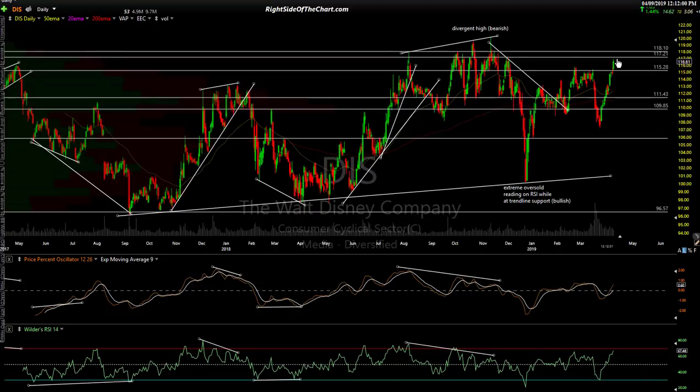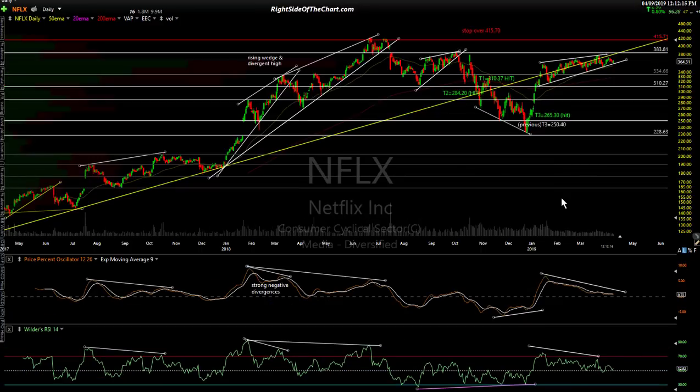Disney, can't knock this one. It looks like it's running up to new highs. There's no divergence on the RSI, potential divergence, but look at the PPO's pointing up. So that one's pretty strong. I don't see a reason to get in front of that one, short it, nor would I chase it after such a rip. So I just leave that one alone.